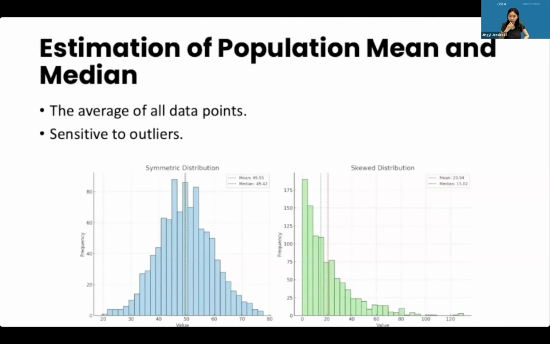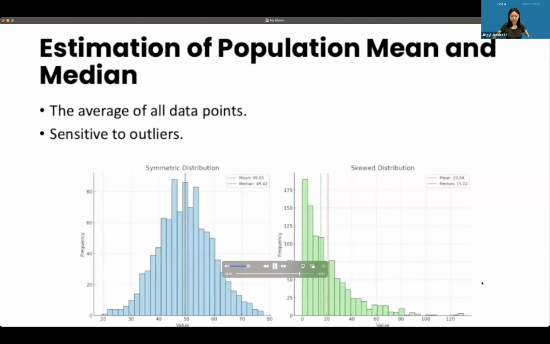Here I'm showing two histograms. On the left, a symmetric distribution or a normal distribution showing the calculation of the mean. And then on the right is a skewed distribution showing the calculation of the median. On the left-hand side histogram, the marker indicates the mean average of the data, and on the right-hand side, the marker indicates the median middle value of the data.